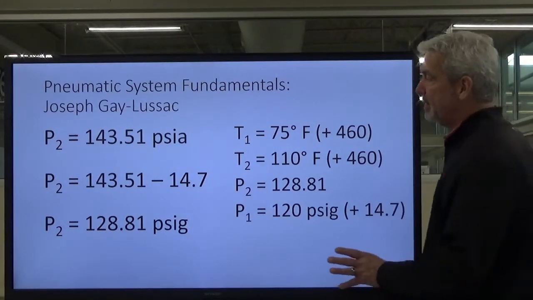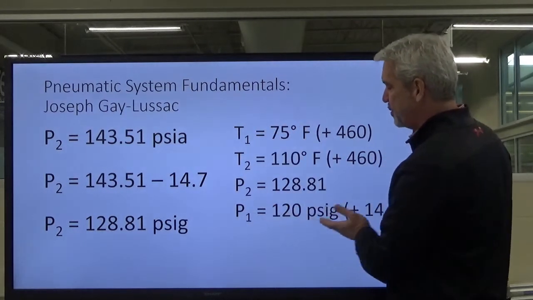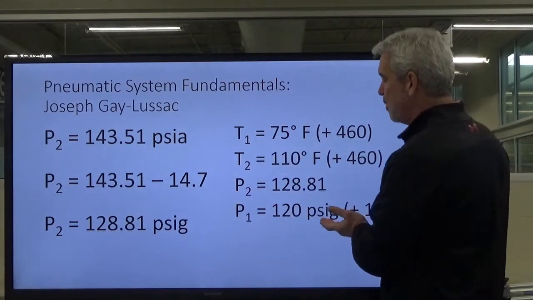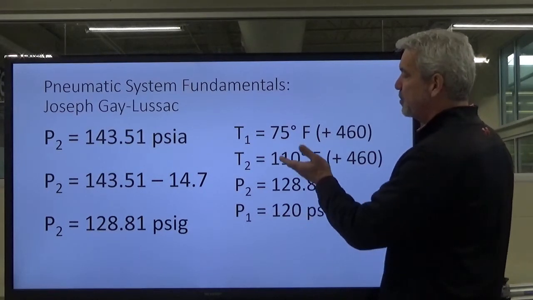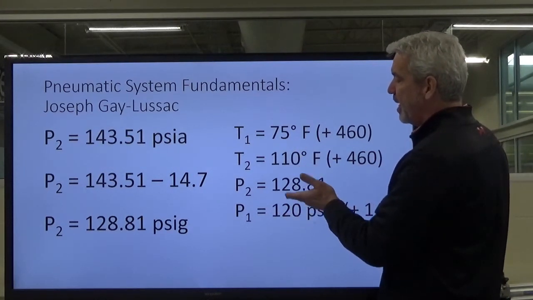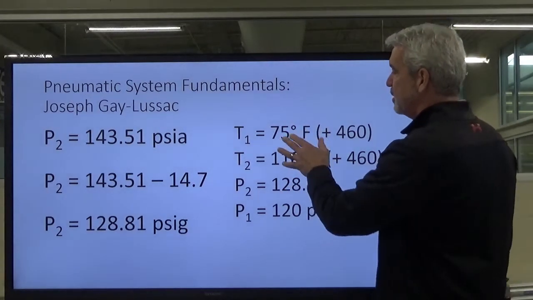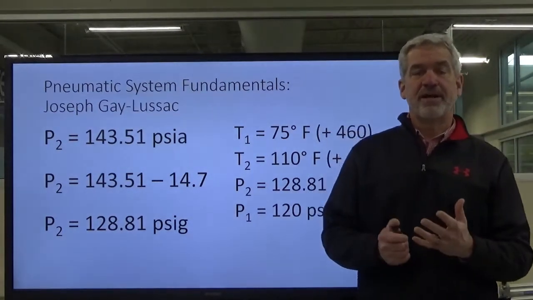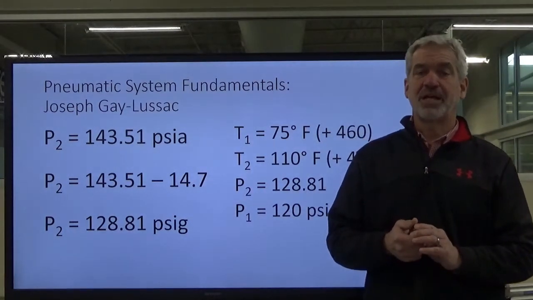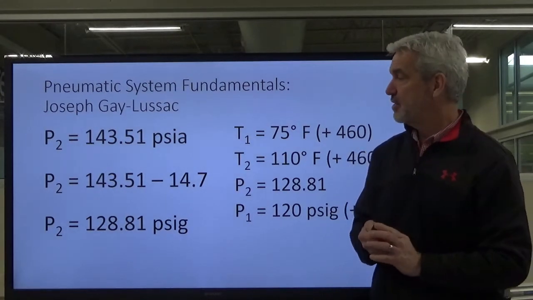So what has happened is we started out with a temperature of 75 degrees and a pressure of 120 psi, okay, on our gauge. Then our temperature went up to 110 degrees and our pressure went up to 128.81. So you can see with temperature increasing, so does pressure, okay? So we have proven Mr. Lussac's Law, just like we've proven the others, and that's the impact it has on our system.